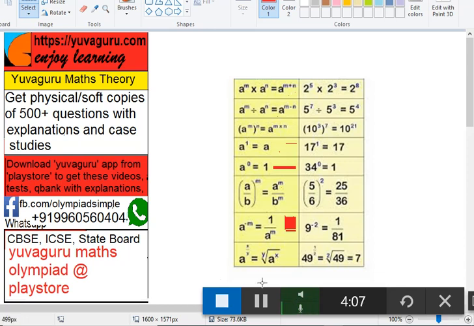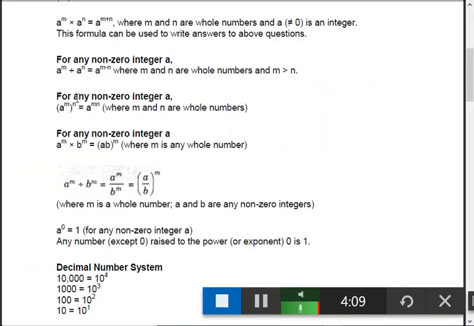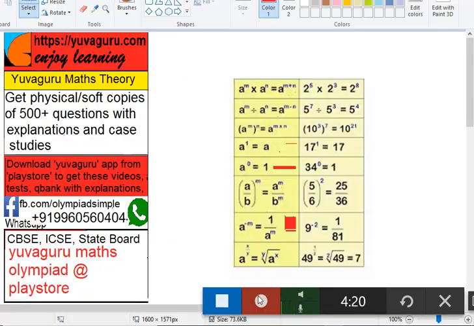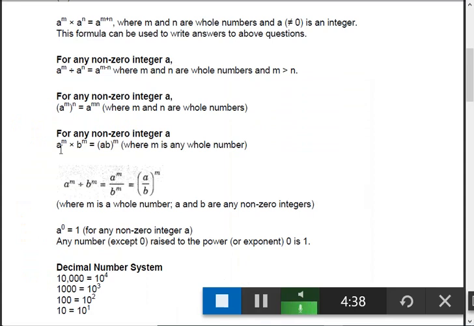Next, for any non-zero integer a, a raised to m, the whole raised to n, means in bracket and then raised to n, equals a raised to mn, where m and n are whole numbers. See this. 10 raised to 3, the whole raised to 7, equals 10 raised to 7 into 3, that is 21. If you take 2 in place of 10 and do it, then you will get the same answer.